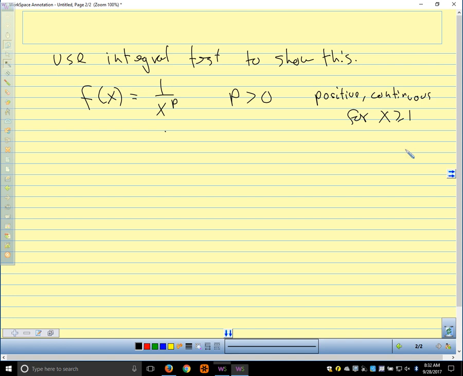Now we need to show, is it decreasing? We'll take the derivative. F prime, a nice easy derivative to take, is negative p over x to the p plus 1. Well, if p is positive, negative p is negative. So this is less than 0 for x greater than or equal to 1. So the integral test applies. We had to make sure that we could apply the integral test first.